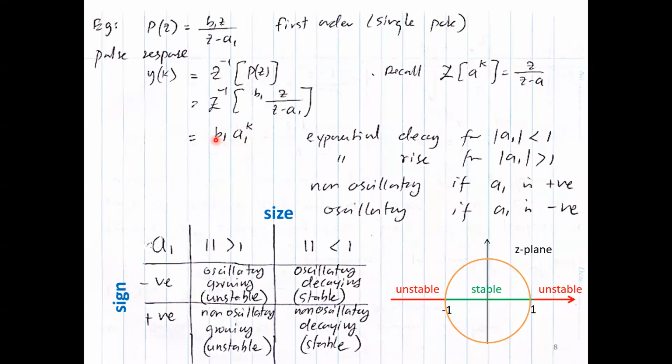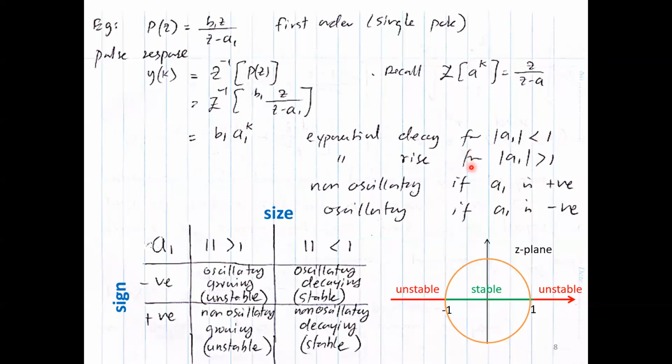Now, B1 is a constant, right? We have no big issue with that one. But we have a little concern about A1, because when you raise A1 to the power K, K being integers 0, 1, 2, 3, and so on, this signal will exponentially decay. It will go down, reduce the intensity, if the modulus of A1 is less than 1. You know that, right?